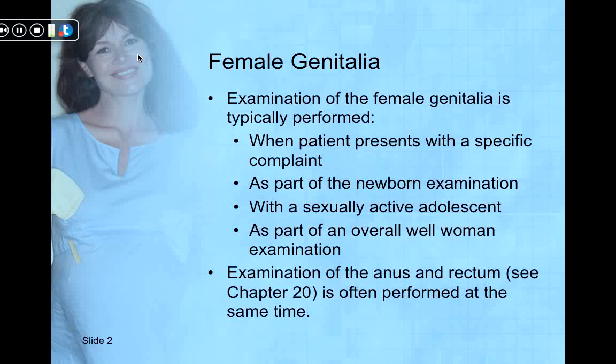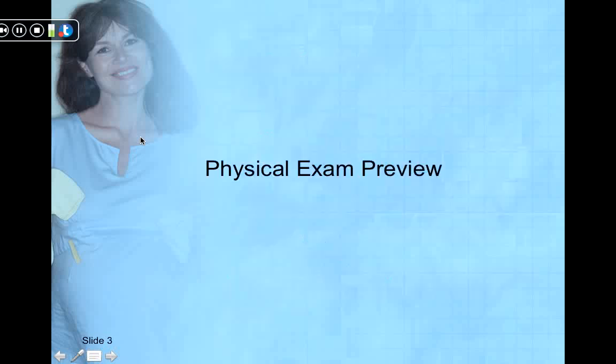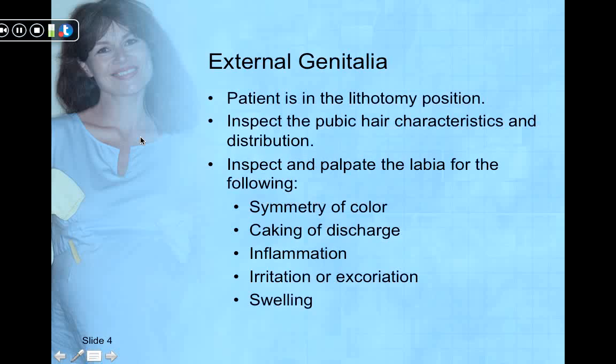So we'll cover doing the review of systems on female patients and taking a good health history. We'll talk about some population-specific health screenings. And we'll also cover examination of the anus and the rectum, which can be performed at the same time during the examination. So we'll kind of go into a preview of the physical exam.